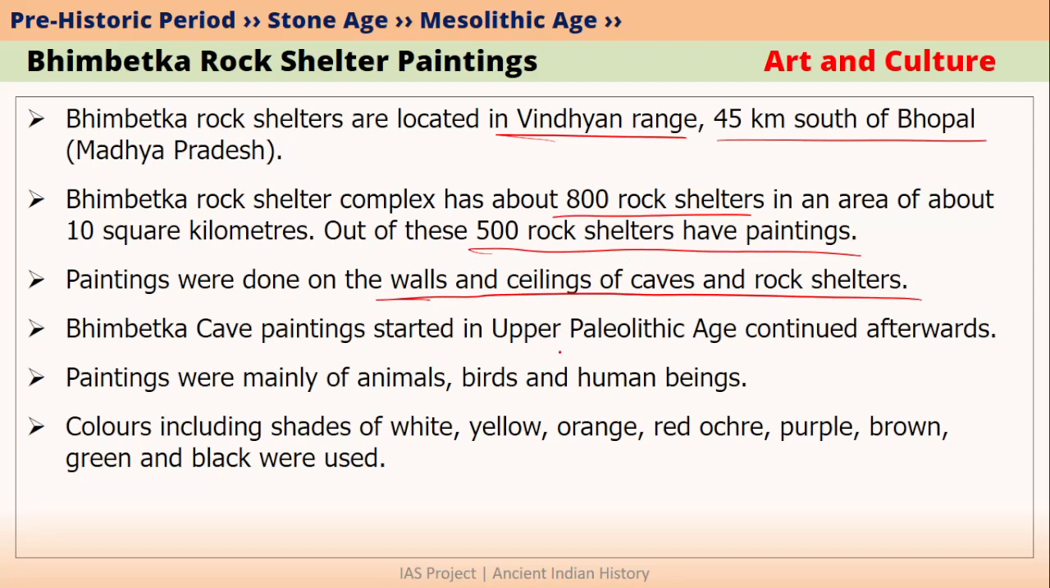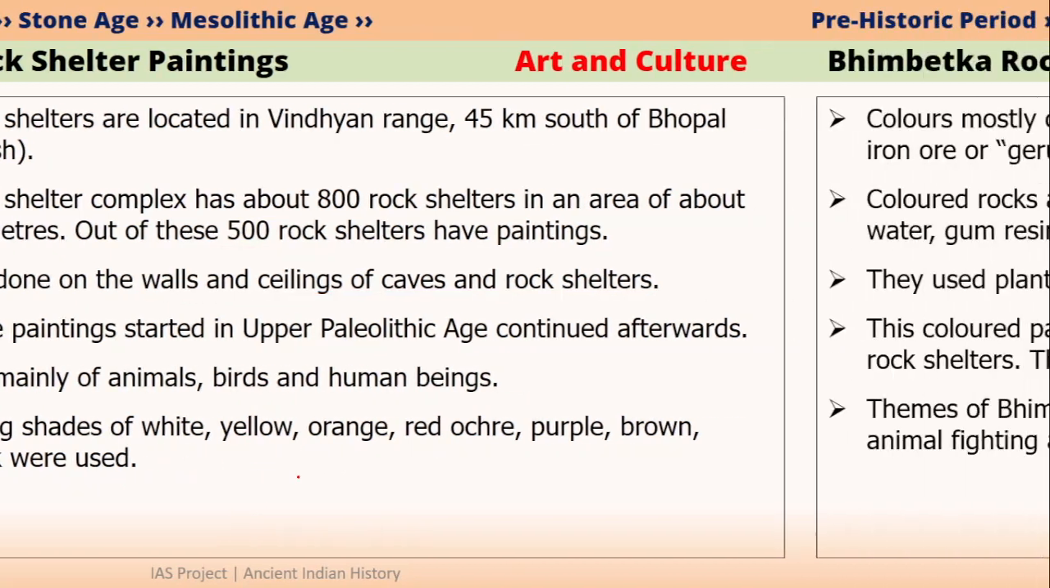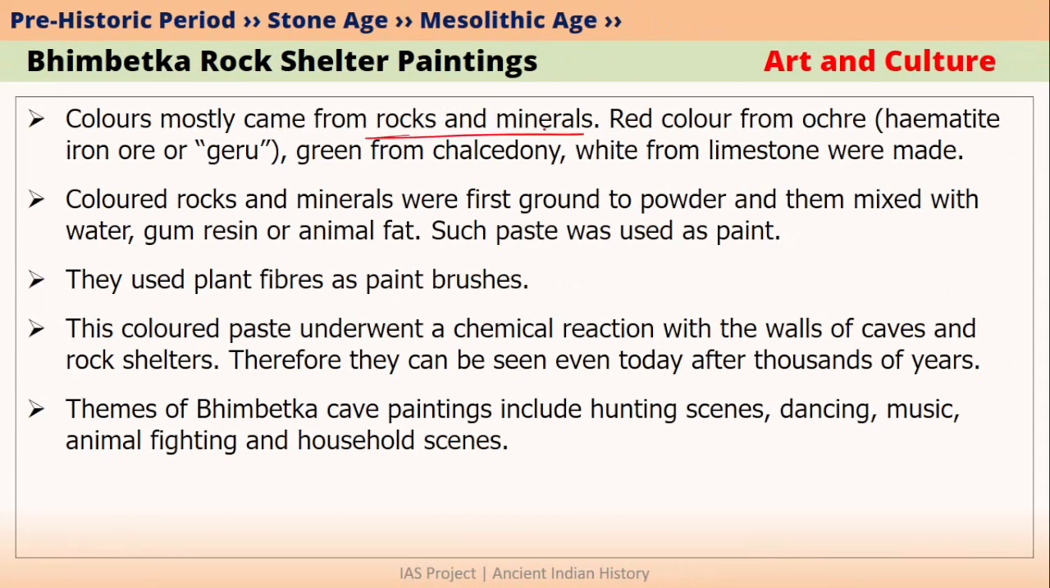Earliest cave painting in Bhimbetka belongs to Upper Paleolithic Age. However, many paintings were made in Mesolithic Age. Paintings were mainly of animals, birds and human beings. They used various colors like white, yellow, orange, red ochre, purple, brown, green and black. They made colors mainly from rocks and minerals.